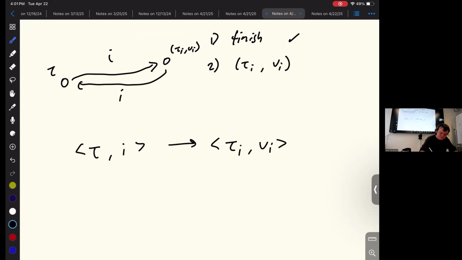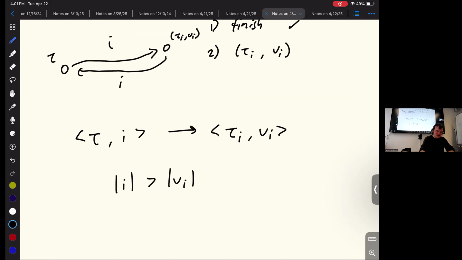Good. Now, the trick is that this means that tau comma I can be encoded as the pair tau I vi, right? I can recover tau comma I from tau I vi by just running backwards until I reach a start state. And so if the number of bits in I is strictly greater than the number of bits in vi, then this is a compression procedure.